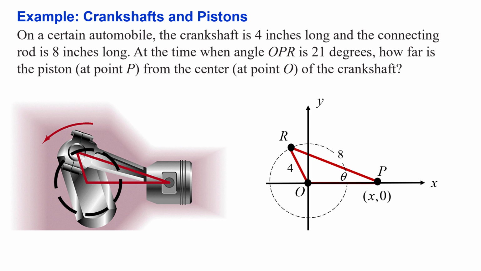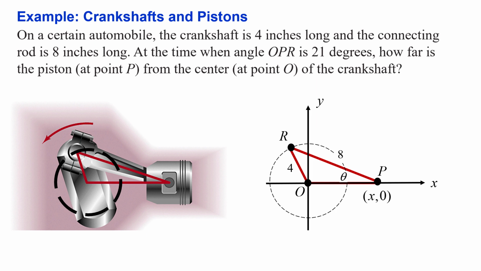In this example, let's consider the geometry inherent in a combustion engine. The problem states: on a certain automobile, the crankshaft is 4 inches long and the connecting rod is 8 inches long. At the time when angle OPR is 21 degrees, how far is the piston, located at point P, from the center of the crankshaft, located at point O?